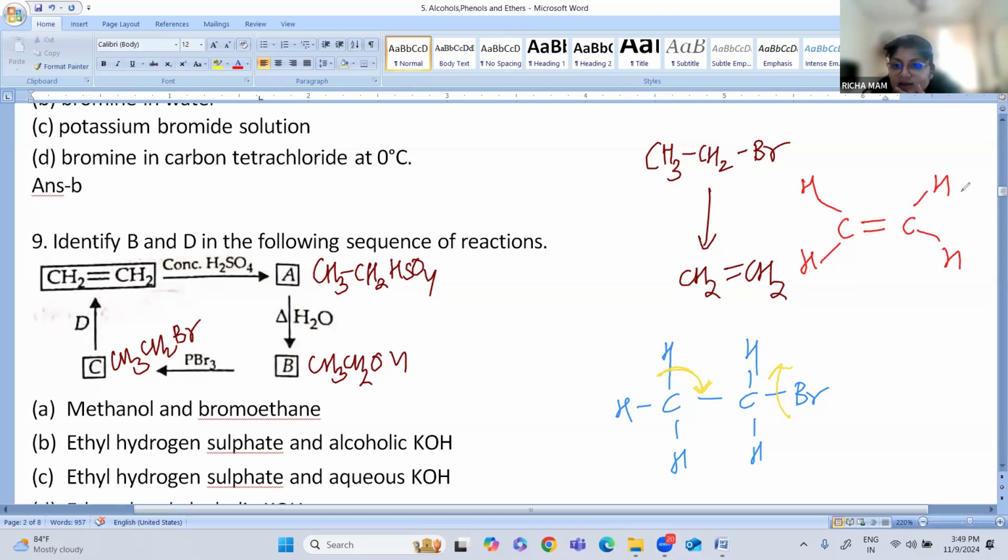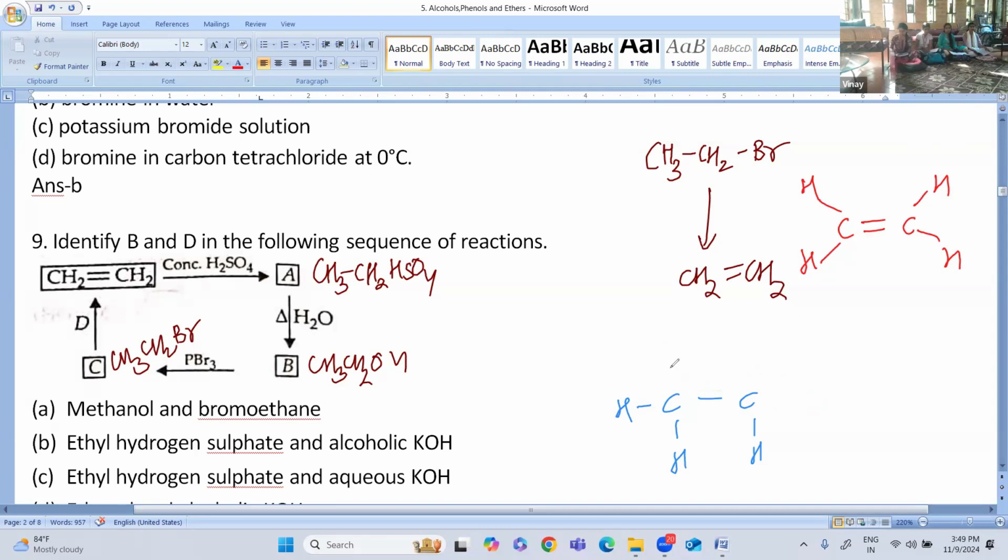So what is forming here? This will go, and it will form what? It is forming a double bond and this will leave. Got it? Understood or no? What is happening here? I'll show you again.